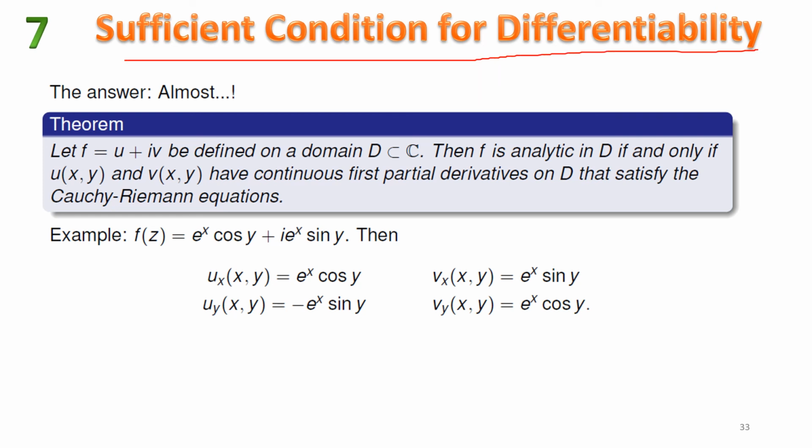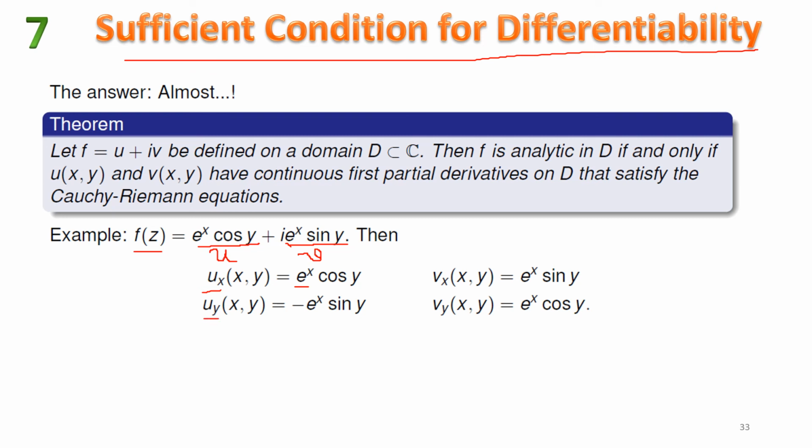Let us roll through another example that will enlighten us on how it makes a sufficient condition for differentiability. Let f of z be equal to e to the power x into cos of y plus i times e to the power x into sine of y. So this quantity I am going to call u, and this quantity I am going to call v. Then ux, the first derivative of u with respect to x: e to the power x will have the same derivative, cos of y is treated as constant.